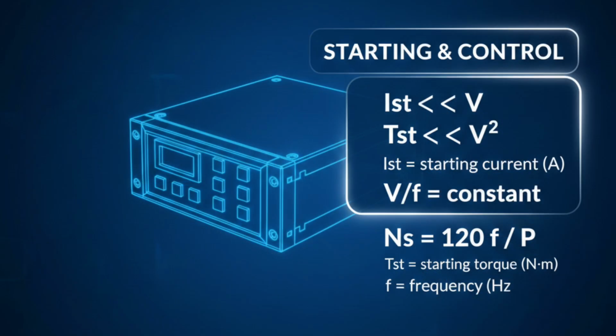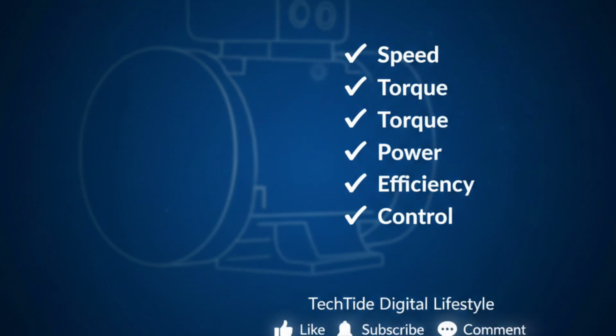Now let us revise starting and speed control formulas. Starting current is directly proportional to supply voltage, while starting torque is proportional to the square of supply voltage. Synchronous speed again depends on frequency, so by changing frequency we can control motor speed. In variable frequency drives, the ratio of voltage to frequency is kept constant so that air gap flux remains nearly constant and so does torque. This brings us to the end of our complete induction motor formula revision lecture.